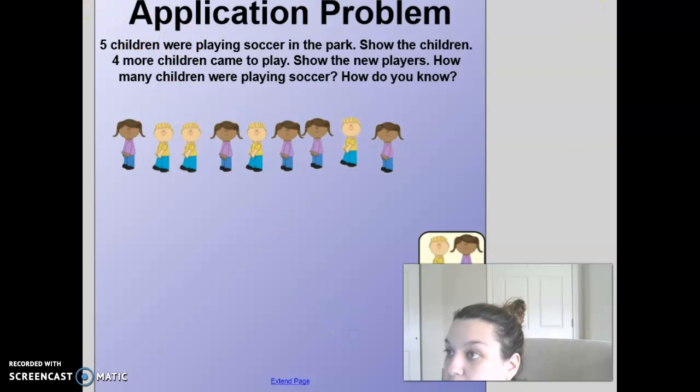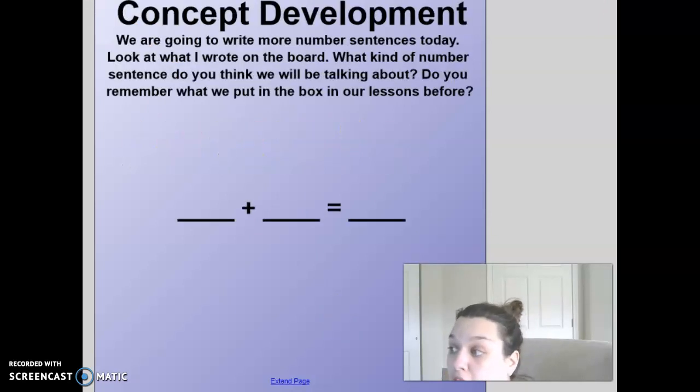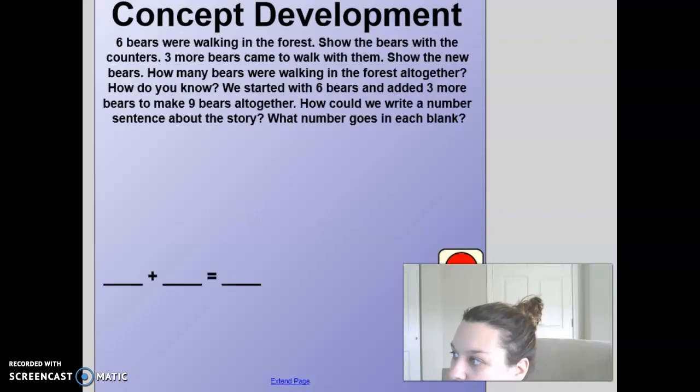Okay, let's go to our next problem. For our next problem, we are going to have to write a number sentence. But let's talk about those number sentences before. We have this symbol right here. Does anyone remember what this is? Very good. It's an addition symbol. It means we're going to be adding those parts together. So we have our part plus our other part. Oh, this is a tricky one. Equals our whole. So our two parts are going to equal our whole. Okay, here's our first problem.